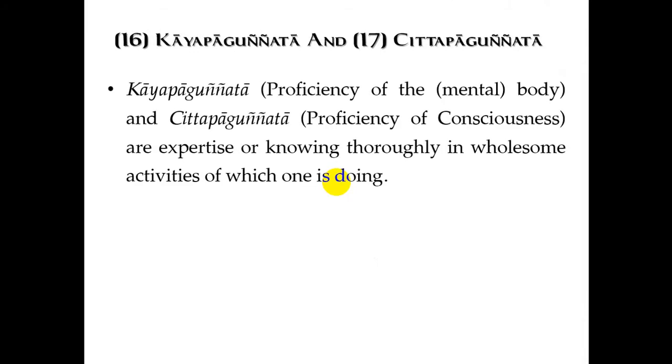Okay, I think we had better finish this one. The next one is kaya pāguññatā and citta pāguññatā, the proficiency of the mental body and proficiency of consciousness. Actually, they are expertise in knowing thoroughly the wholesome activities one is doing. When you are doing dana, you must know thoroughly what you are doing. When you're keeping precepts, you must know it. When you are meditating, you must know thoroughly what meditation is and what you're doing, right? That is the efficiency of body and mind.